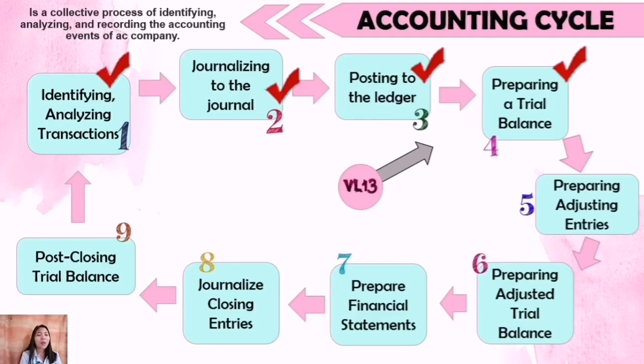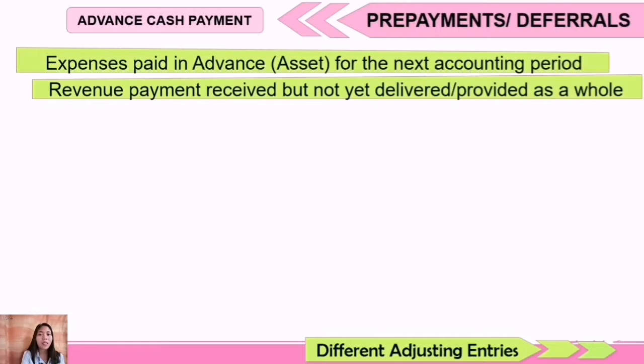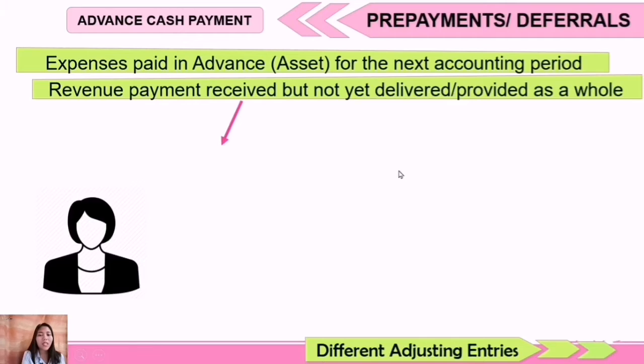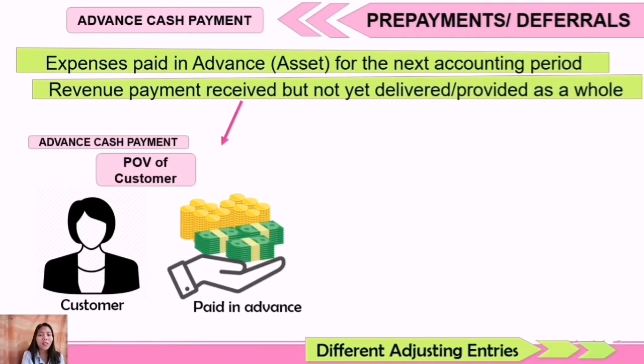This is step 5, preparing adjusting entries. Deferrals is advance cash payment. Here, we have expenses paid in advance for an asset, then revenue payment received but not yet delivered or provided as a whole to the customer. So this happens when, for example, a customer paid us in advance for our service.